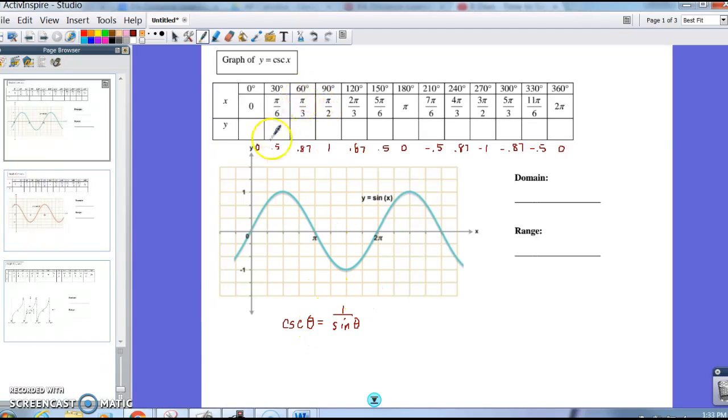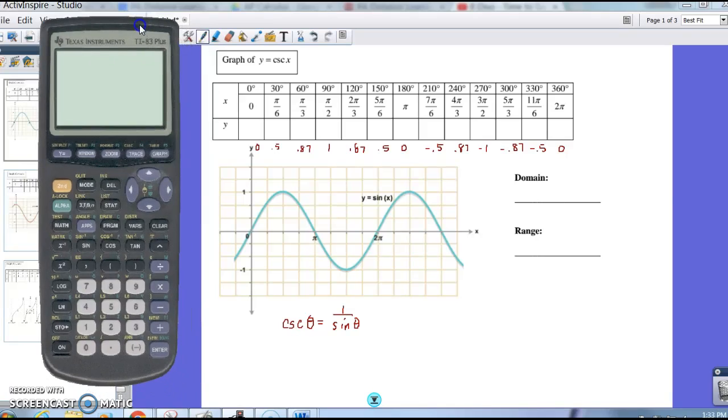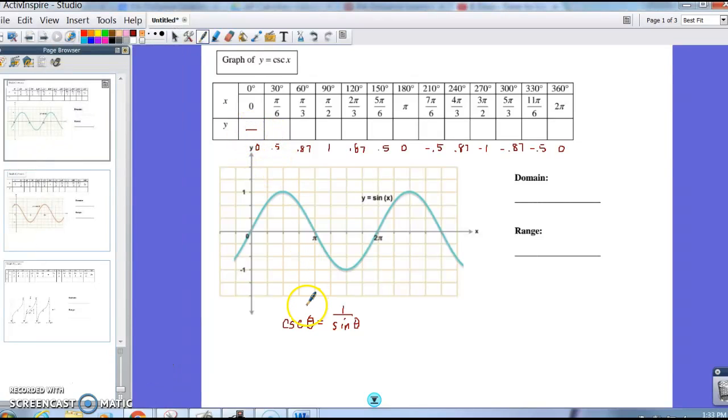Okay, so the sine of 0 is 0. If I did 1 divided by 0 in my calculator, I can't do it. It's an error because I can't divide by 0, which means there's no value there. Anywhere else the sine graph is 0, the cosecant graph will be undefined. So I'm just going to put dashes in those spots.